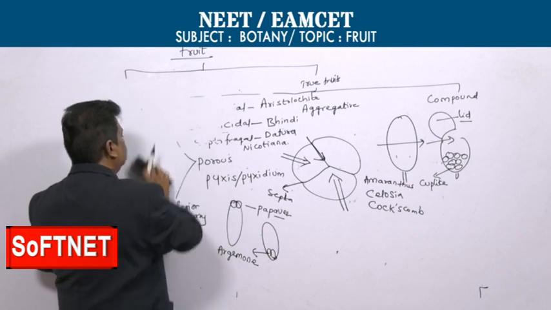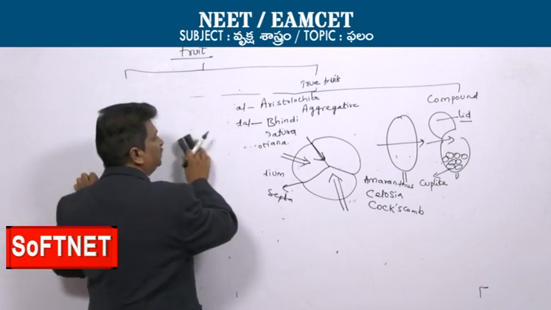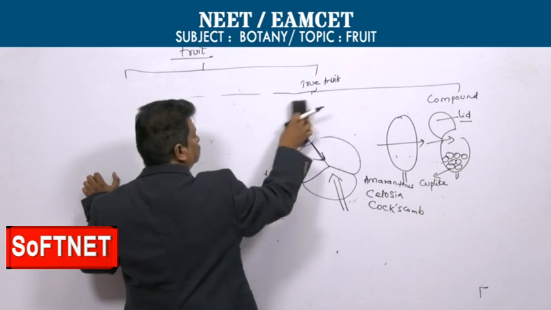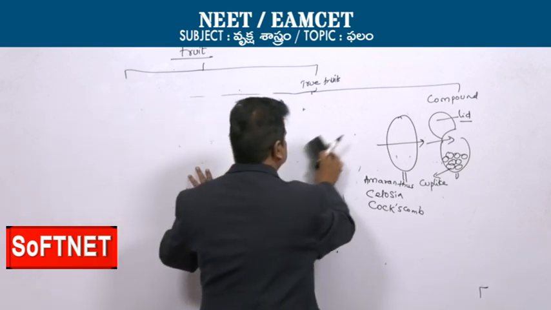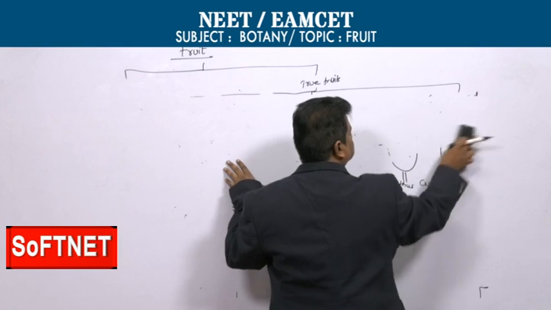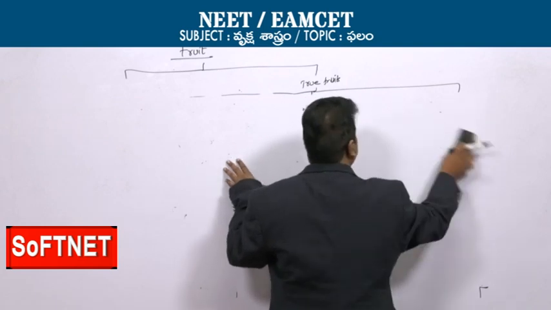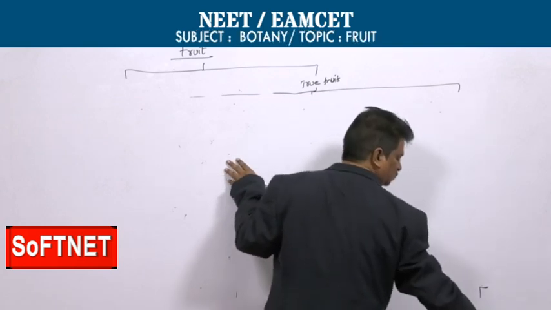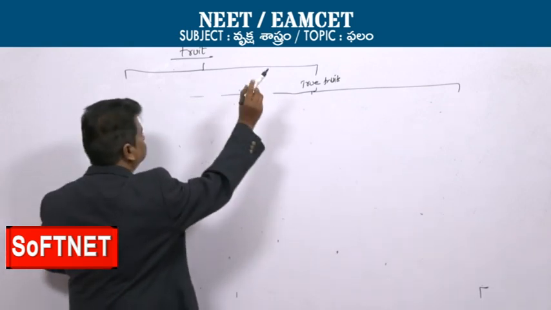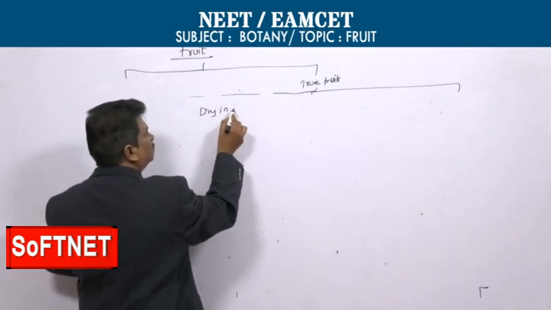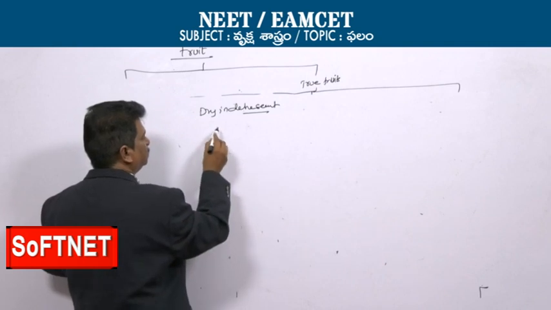Next one, dry indehiscent fruits. In dry indehiscent fruits, the seeds are released after the decay of the pericarp. If seeds are released after the decay of the pericarp, it is called dry indehiscent fruit. Then types of dry indehiscent.